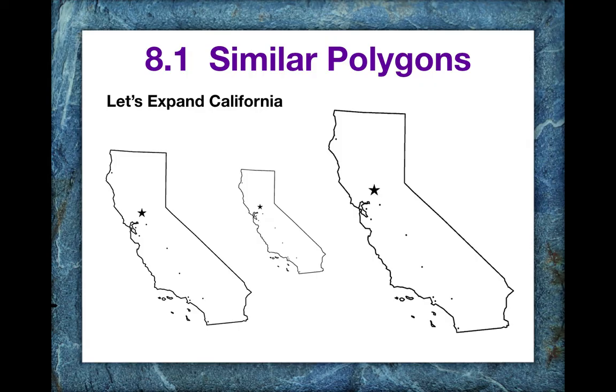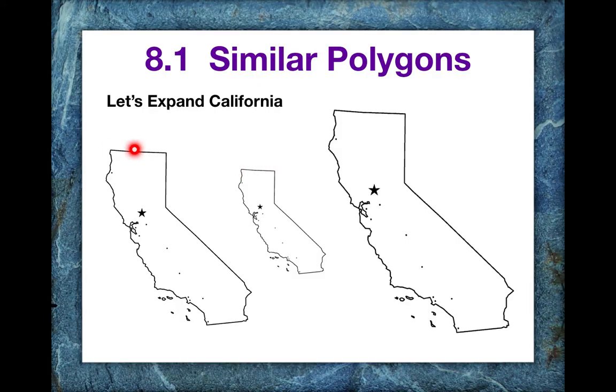But the thing that is the same is that these angles inside of the state have not changed. So this angle here is the same angle as this, is the same angle as this. And if we look around the state, you'll see that all the angles are the same. So they're called congruent.